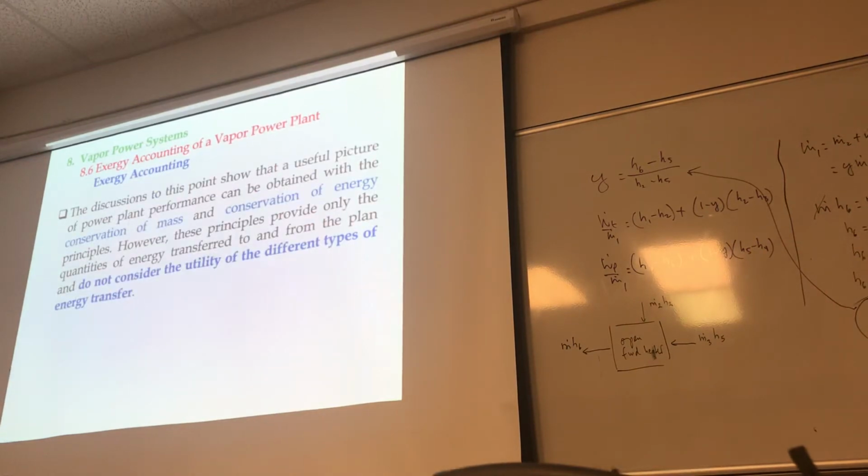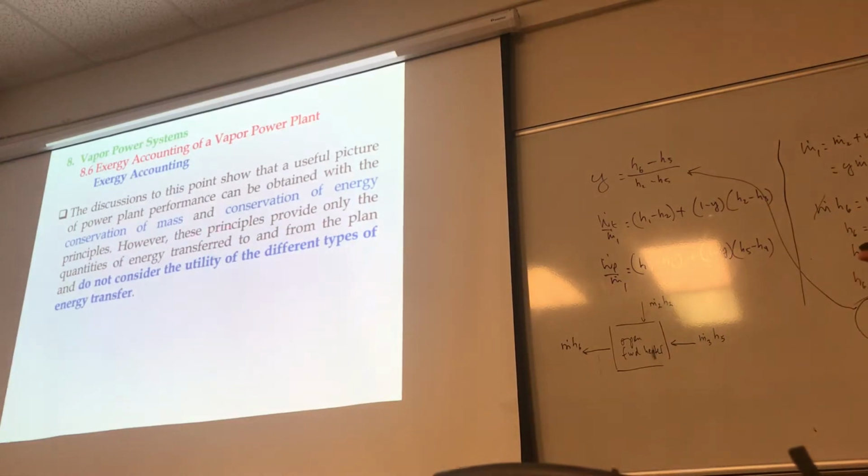Exergy accounting, I usually omit this one, but let's just say a word about it. The book has many examples at the end, but the discussions to this point show that a useful picture of power plant performance can be obtained with the conservation of mass and conservation of energy principles. That's what we've been using. We've been using conservation of energy all along, but any time we had a bifurcation that extracted mass, we used the conservation of mass, saying m dot 1 equals m dot 2 plus m dot 3.